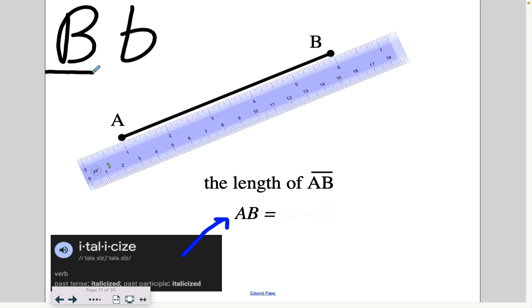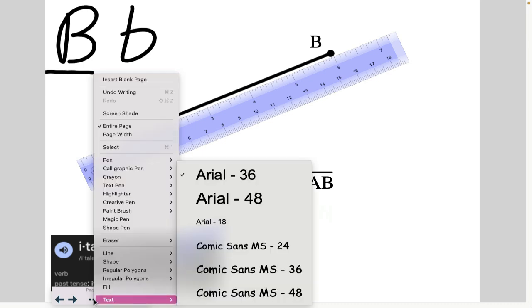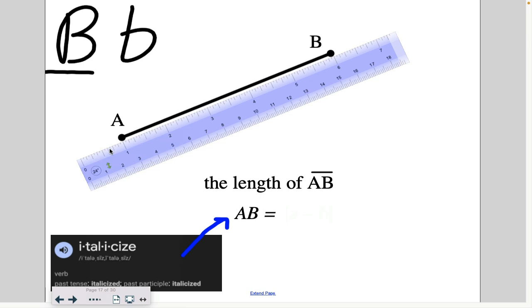Although, I'll be honest, I didn't realize that you had to italicize. I knew about putting the line over it for a line segment, but italicize is length. That's actually the length right there. Please jot it down: the absolute value of A minus B.